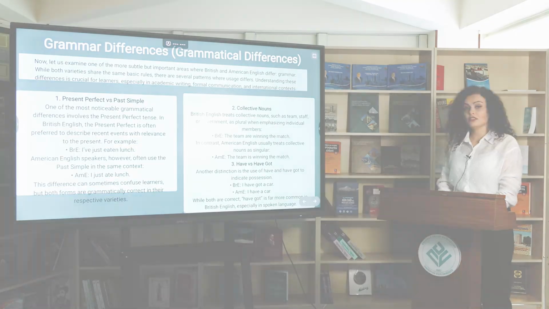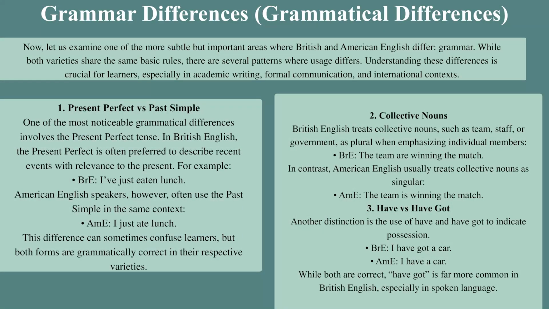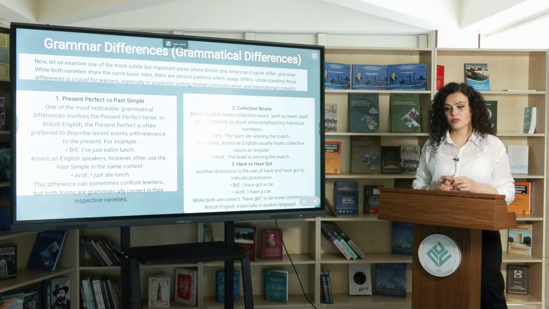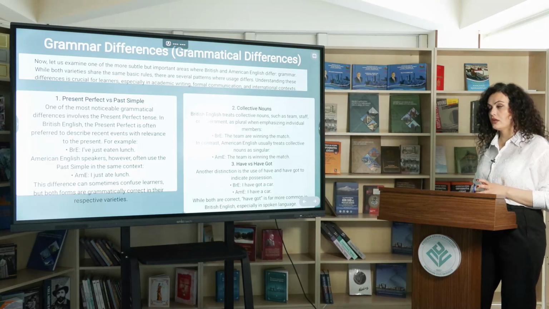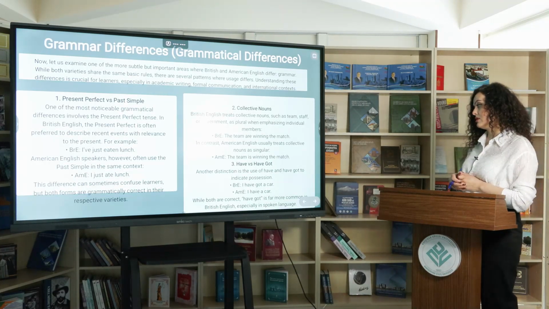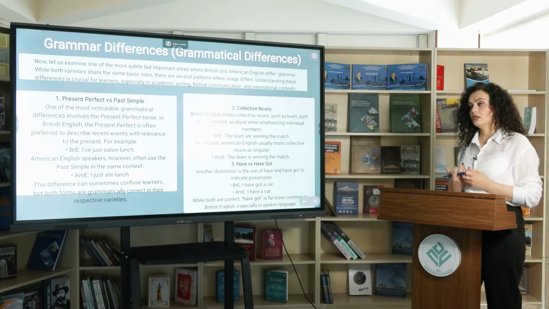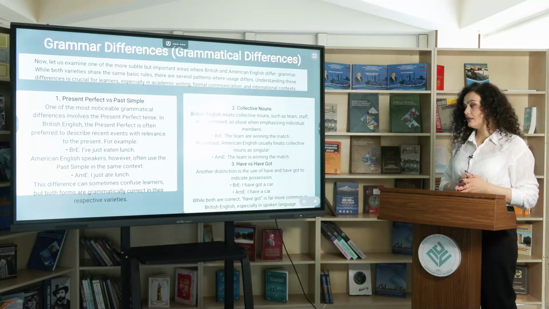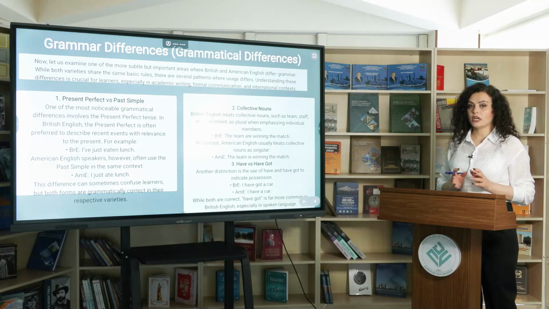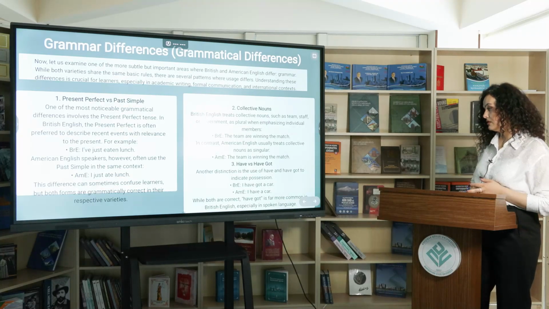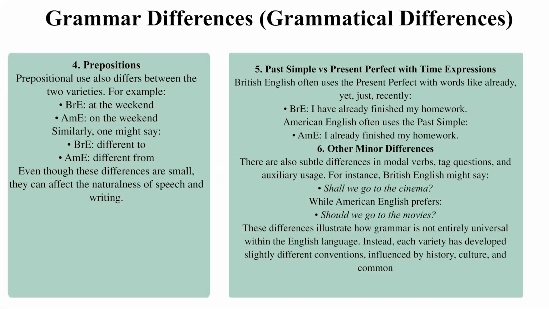Another distinction is the use of have and have got to indicate possession. In British English, speakers use I have got a car, but in American English, speakers use I have a car. While both are correct, have got is far more common in British English, especially in spoken language.